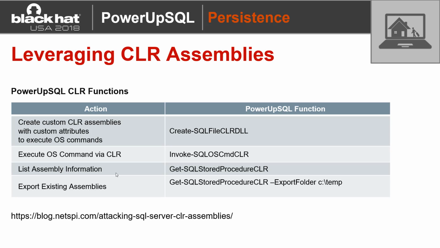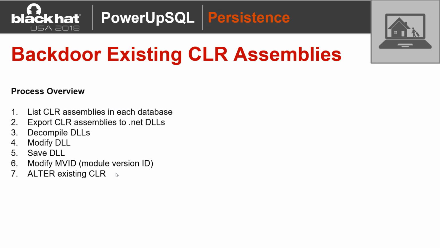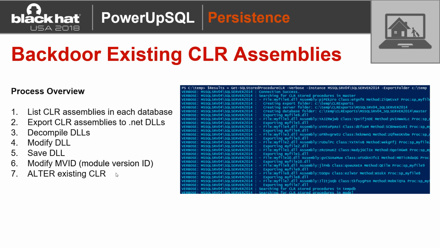All right, CLR stuff. I kind of talked about this briefly. This is the high-level attack process for reverse engineering and backdooring a .NET assembly that someone's created. I have excruciating detail in a blog I did a while back on this, so that's on the wiki. But the high-level idea is we list the assemblies, and then we export them.